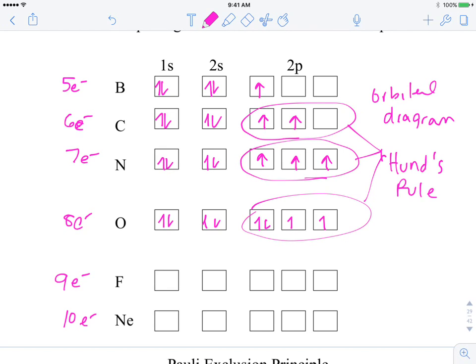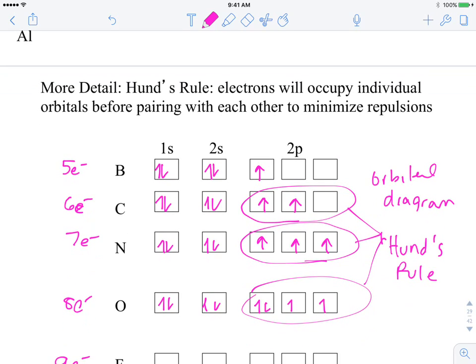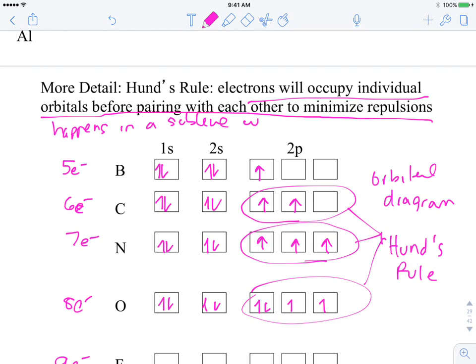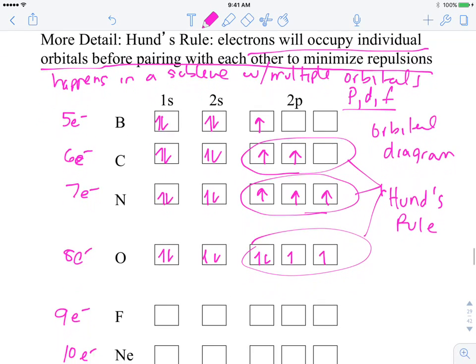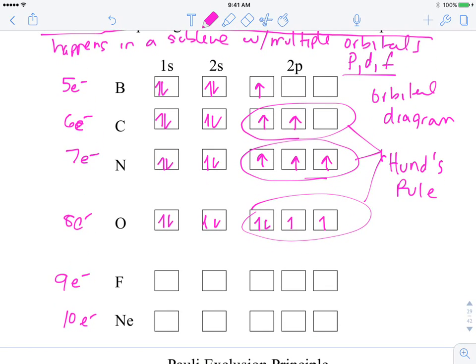What Hund's Rule says, and I think I wrote it here, is that electrons will occupy individual orbitals before pairing with each other to minimize repulsions. This happens in a sublevel with multiple orbitals. So this happens in P, this happens in D, this happens in F. It doesn't happen in S. So go ahead and fill out fluorine and neon. So this is showing you the orbital diagrams. This is following Hund's Rule.